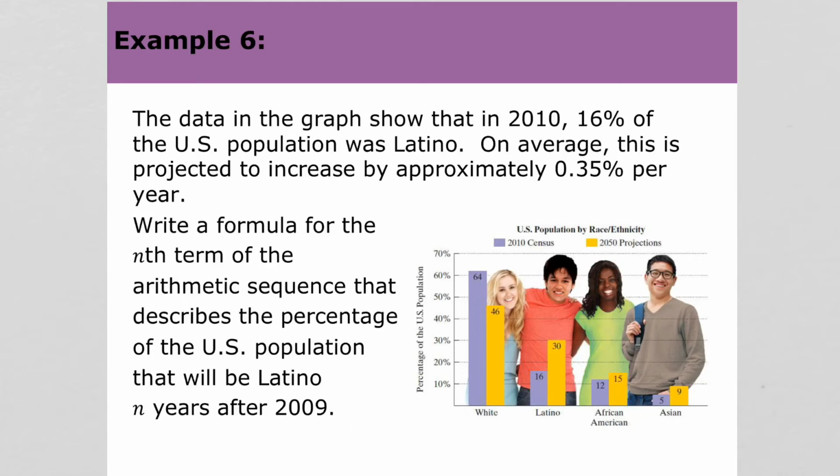Example 6 says the data in the graph show that in 2010, 16% of the U.S. population was Latino. On average, this is projected to increase by approximately 0.35% per year. Write a formula for the nth term of the arithmetic sequence that describes the percentage of the U.S. population that will be Latino in n years after 2009.